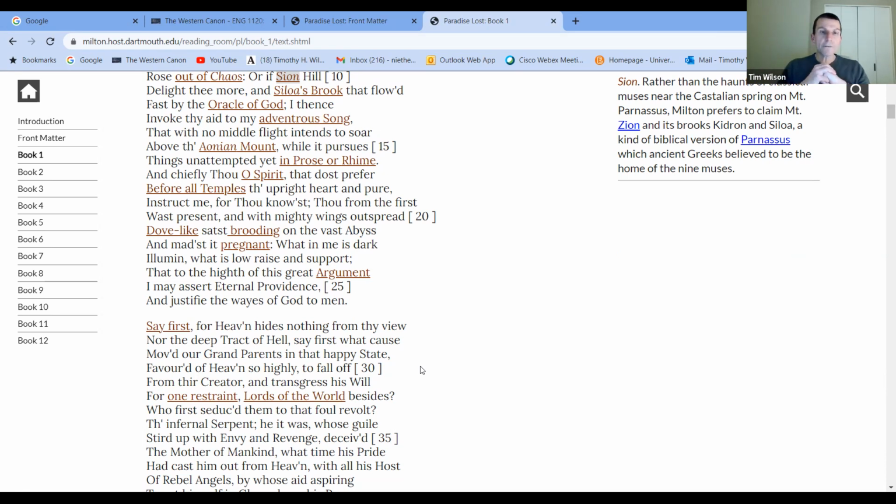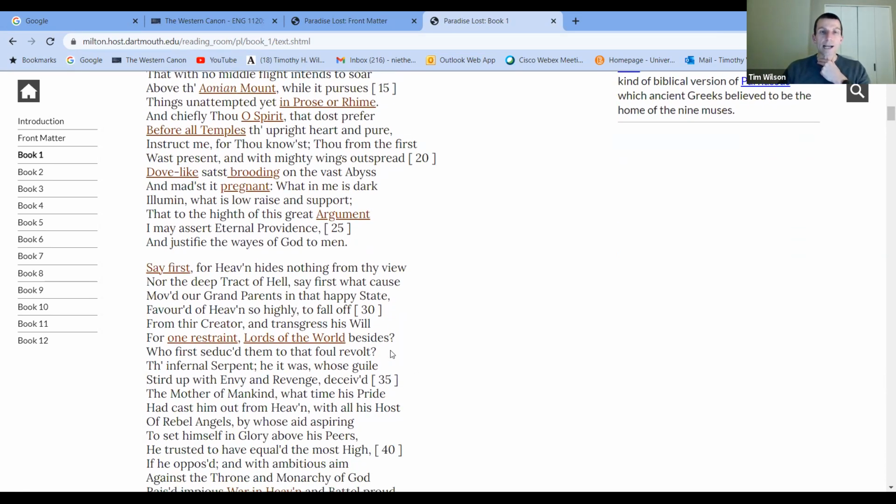Okay, so say first, for heaven hides nothing from thy view, nor the deep tract of hell. Say first what cause moved our grandparents in that happy state. So nothing can be hidden from your view, Muse or Holy Spirit that he was just invoking, right? Nor the deep tract of hell. So here we already know that we're going to have to look into the depths of hell to find out what this cause is.